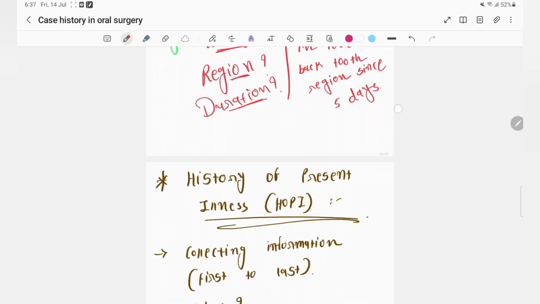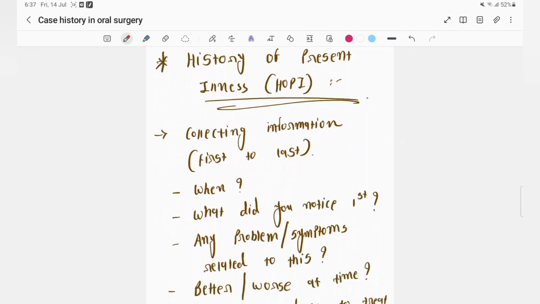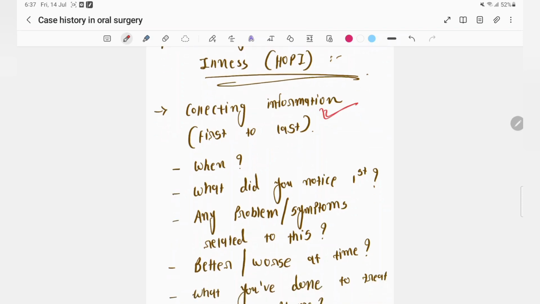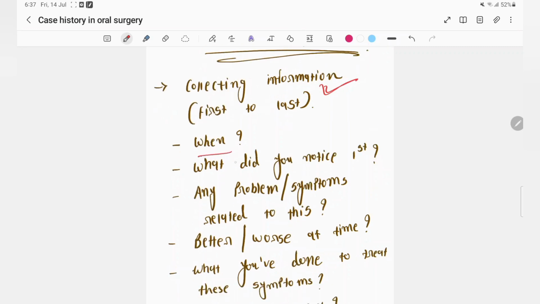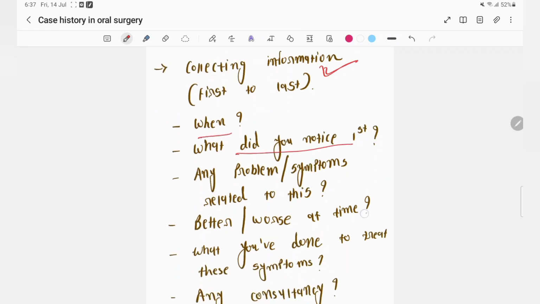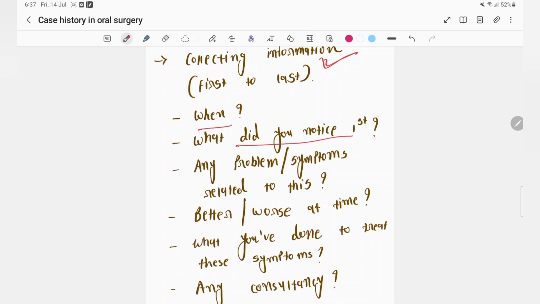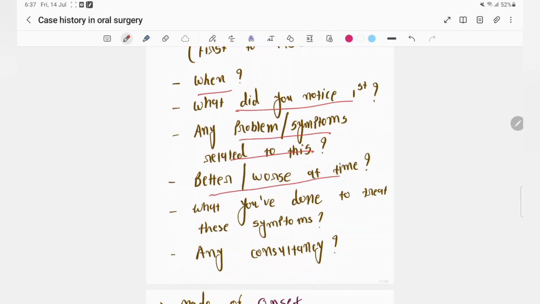Now moving forward to history of present illness, or we can say HOPI. It should be recorded in chronological order. Okay, so starting from when the problem began. It is nothing but just collecting information. So from when the problem began to what you noticed first. Then it means the initial observation by the patient, and then any problems or symptoms related to this, then better or worse at any time, then what you have done to treat these symptoms and any consultancy or not.